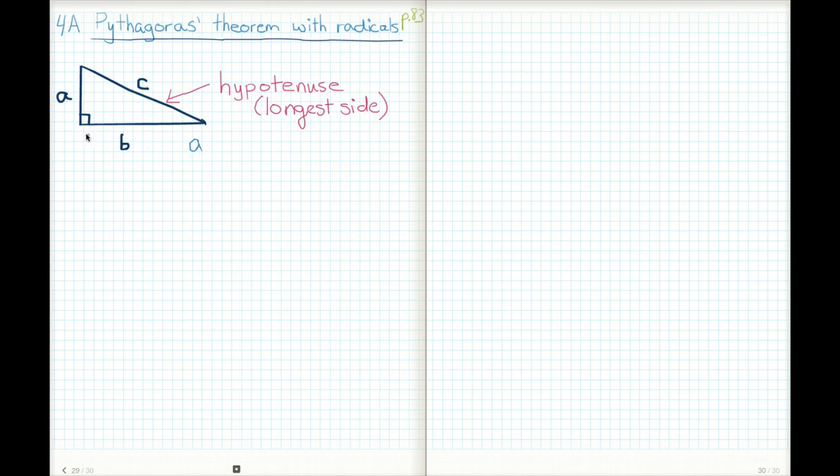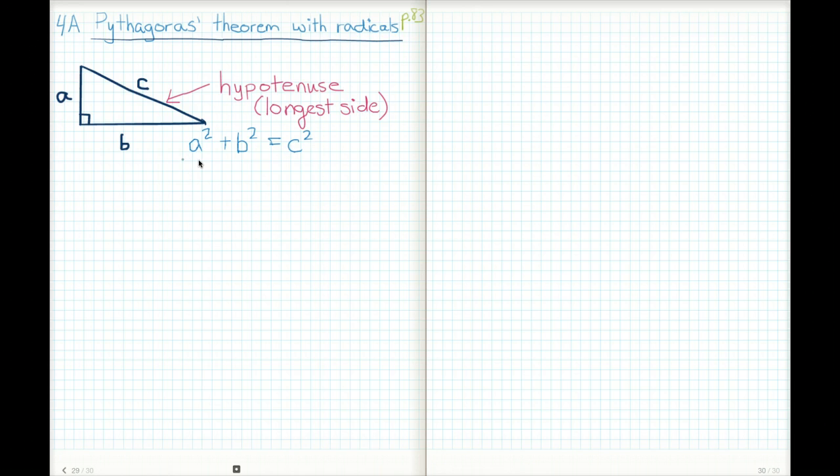So if I use this triangle here, there's a right angle. Across from the right angle is the longest side. It has a special name called the hypotenuse. And if I take the legs of the triangle, the other two shorter sides, and square them each and add them together, provided it's a right angle triangle, you will always get the length of the hypotenuse squared.